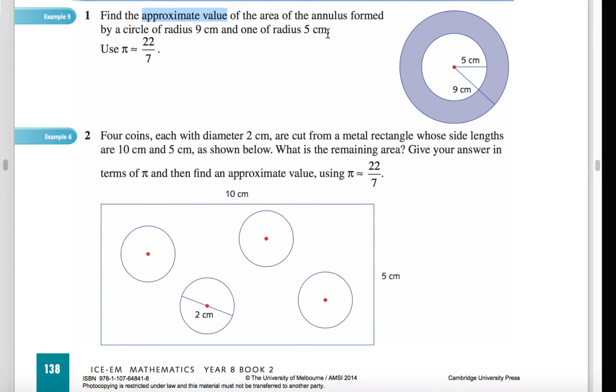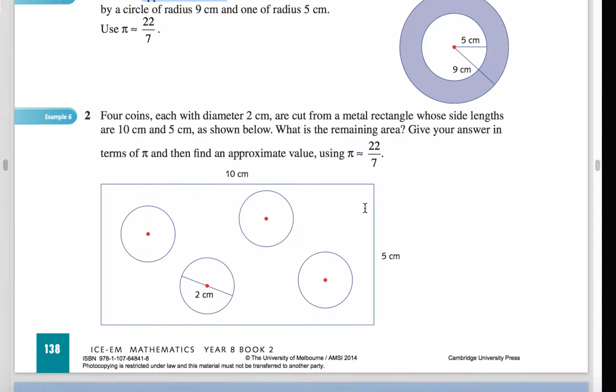Now, annulus is something that I left you with last lesson. We briefly talked about it. So this annulus has two circles, one with radius of 9 centimeters and the other one with 5 centimeters. So with that, it's quite easy to begin. So this is 14D. That is composite shapes.